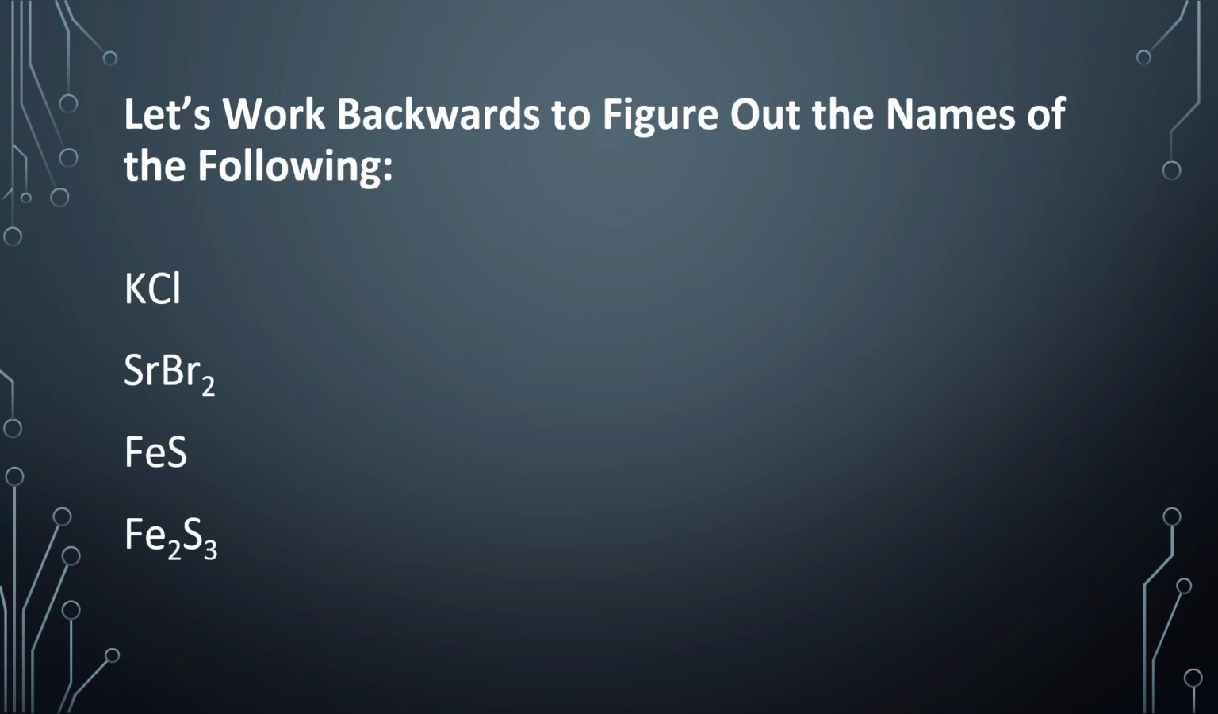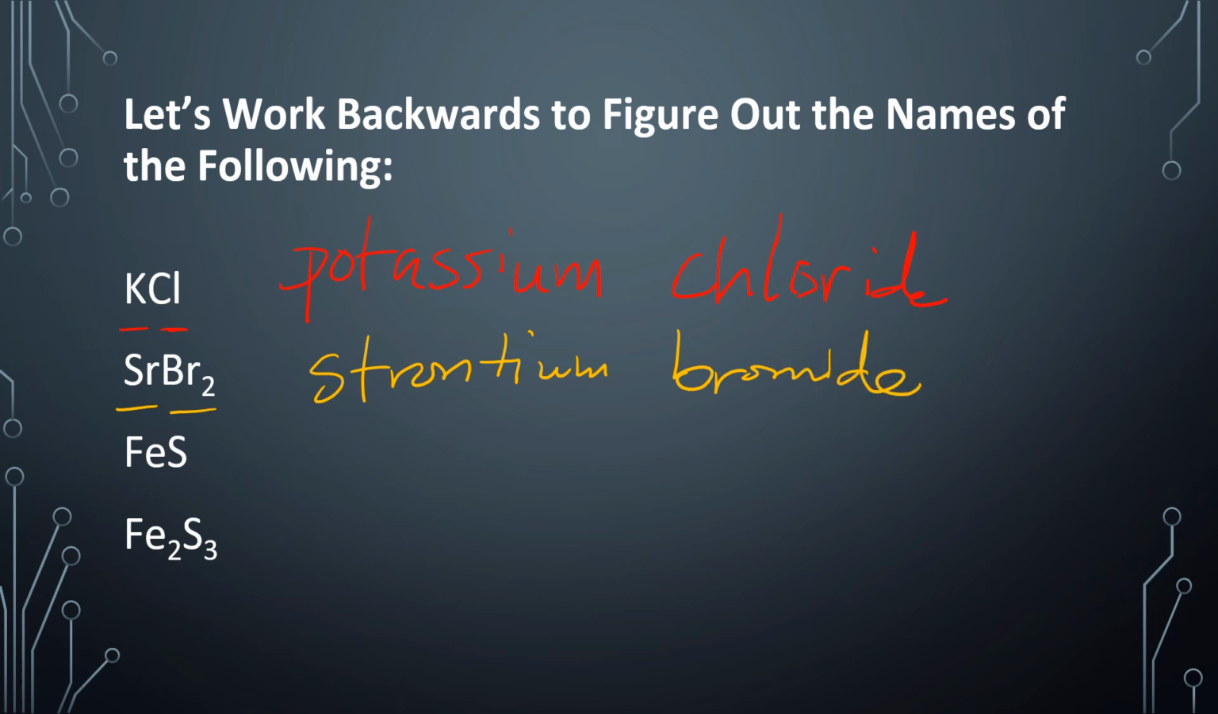So you have to recognize what is present. So you have a K and a Cl. So this is just potassium chloride. Oops, chloride, my bad. This is Sr and Br2. So strontium bromide. There are no prefixes in an ionic name. What I mean by prefixes, I mean like di, tri, tetra, penta, hexa, hepta, octa, nona, deca, mono, all that type of stuff.